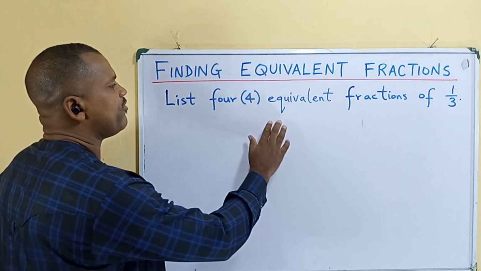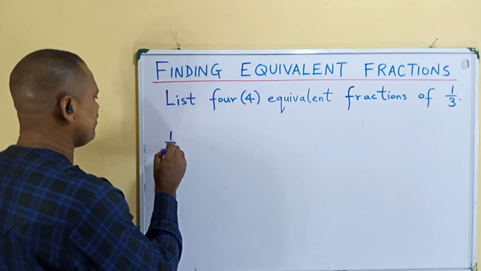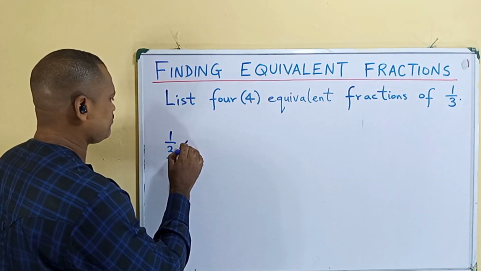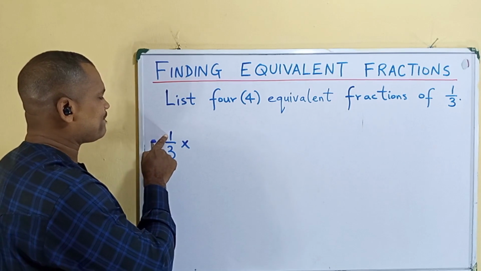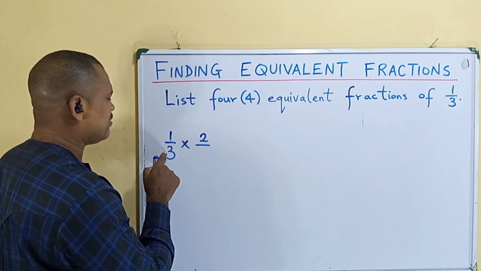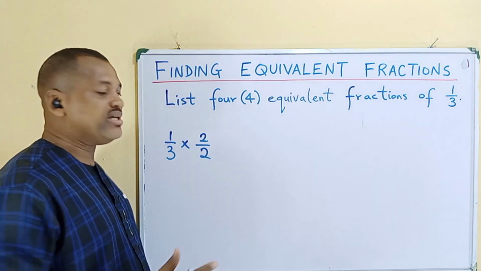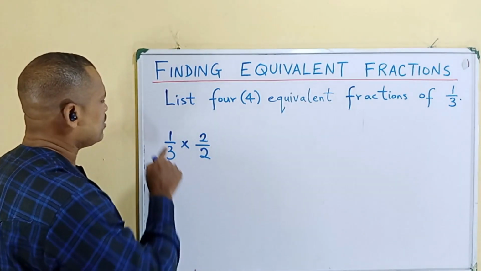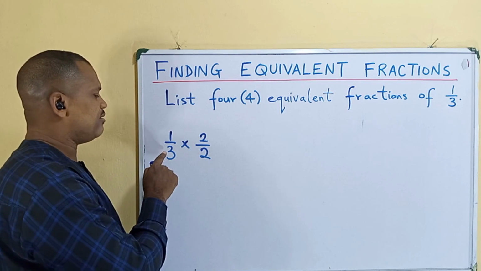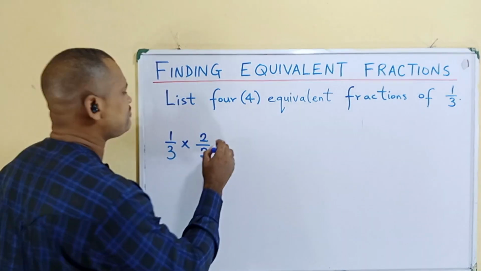We're asked to find 4 equivalent fractions of 1/3. What you do is that you multiply the top number and the bottom number with the same number. Just pick any number you want. Here we have chosen 2. So we must multiply the top number by 2 and the bottom number by 2. So it must be the same number.